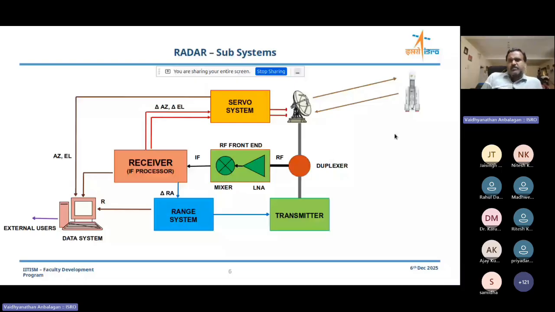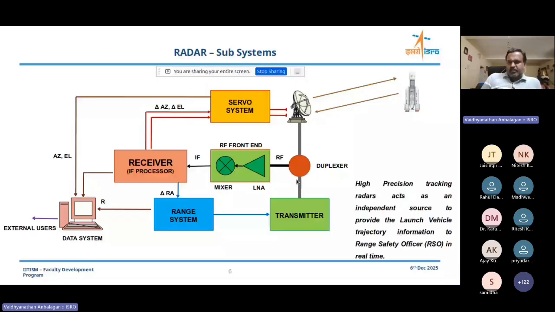Like, if it is a meteorological radar, that radar also works on the same principle. But whereas the target there, instead of a launch vehicle, will be a cloud, or say the atmospheric stratus. So it tries to get the reflection from the atmospheric stratus and tracks it. Especially in a launch base, high precision tracking radars act as an independent source to provide the exact position of the launch vehicle, to know whether the launch vehicle is going on the right path or not. And that input is very vital for the range safety officer to allow the launch vehicle to follow its path.